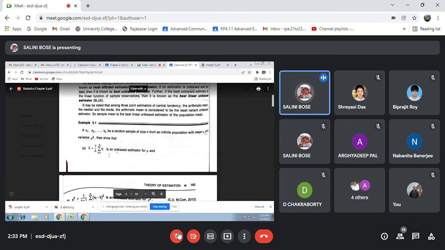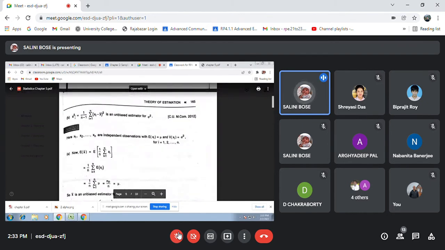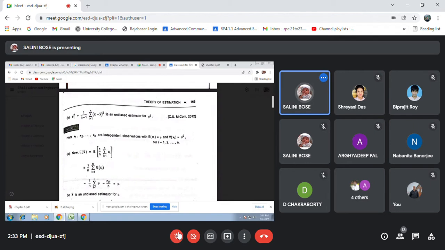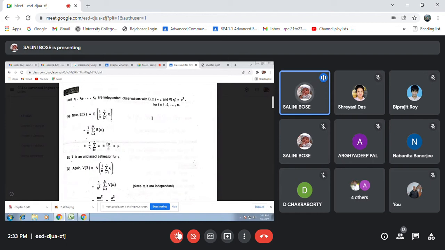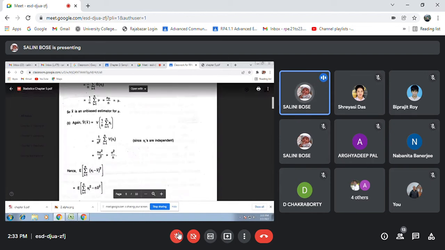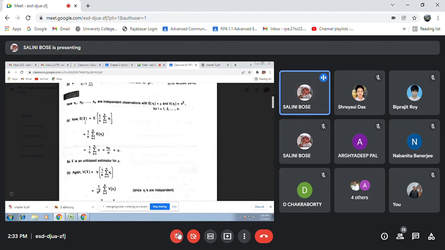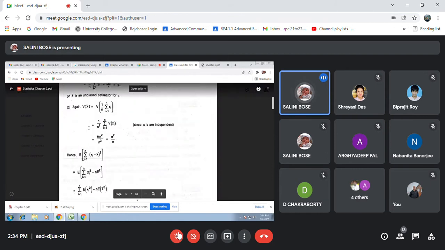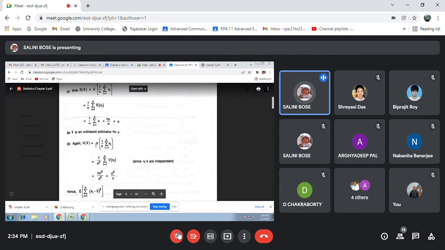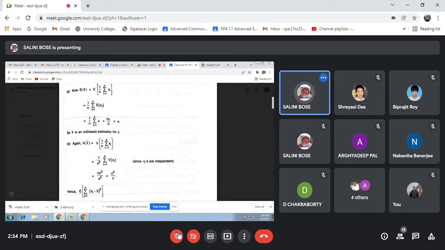And what about Vx? This is the code. Small s square is the sample variance. So you have to prove that small s square is an unbiased estimator of sigma square. And how do we find the variance? We know the formula. How do I find the variance of the sample mean? Variance of x bar means the same formula. Just put this in, and 1 by n is a constant.